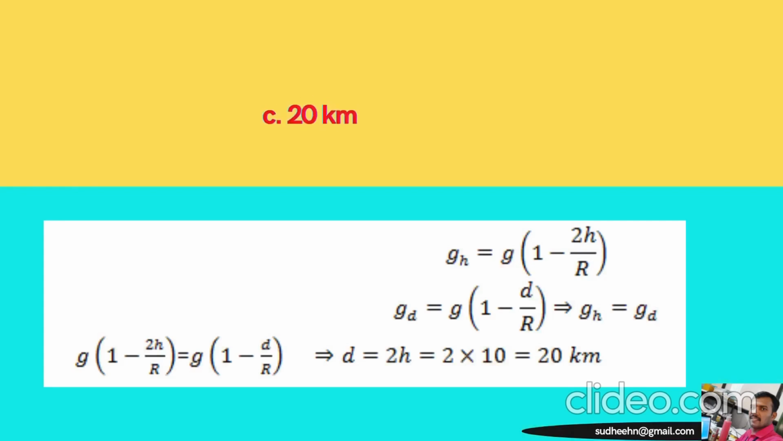That can be evaluated by using the equation g suffix h is equal to g into (1 minus 2h divided by R), and g suffix d is equal to g into (1 minus d divided by R). By equating these two, we get g h is equal to g d. By equating these two, we get the relation d is equal to 2h, where h is 10. So 2 into 10 is equal to 20 km.